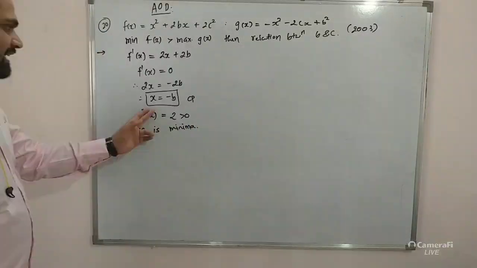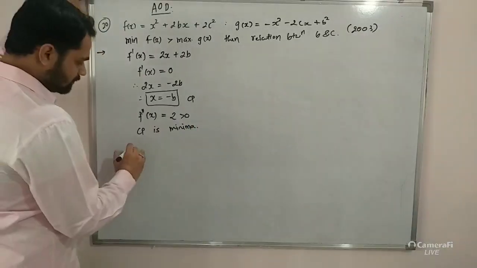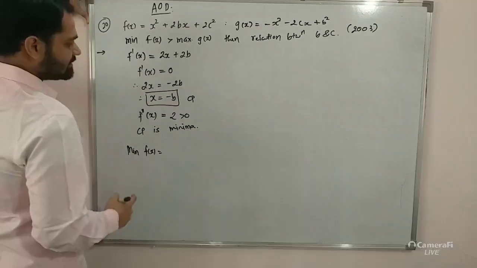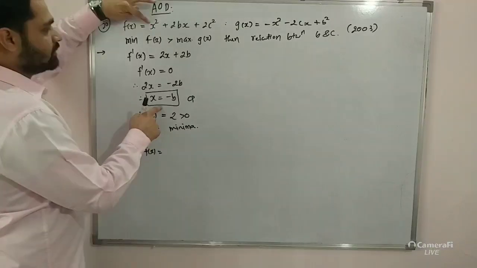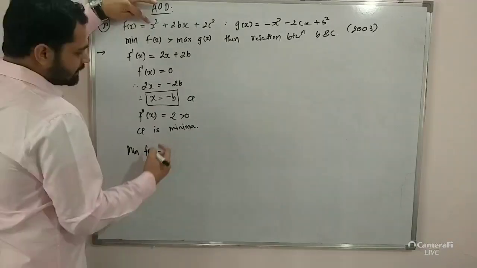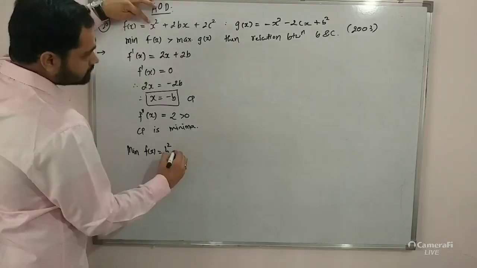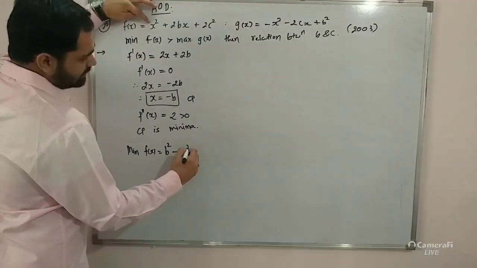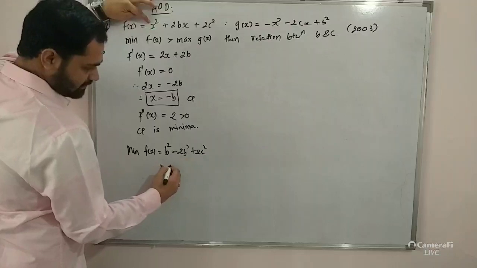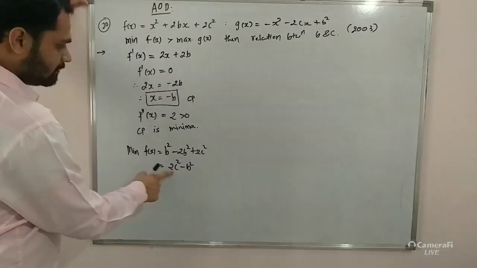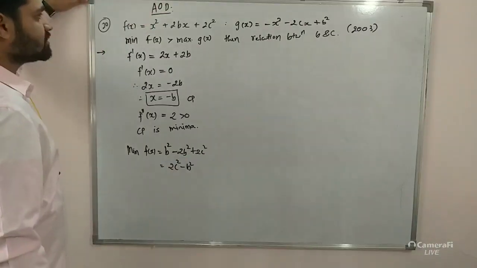This point, right? So f of x कितना होगा यहाँ पे? Minimum f of x is equal to, x की वैल्यू हमें सब्स्टिट्यूट करनी है माइनस बी, यानी कि प्लस b square minus 2b square plus 2c square. Minimum f of x is 2c square minus b square.